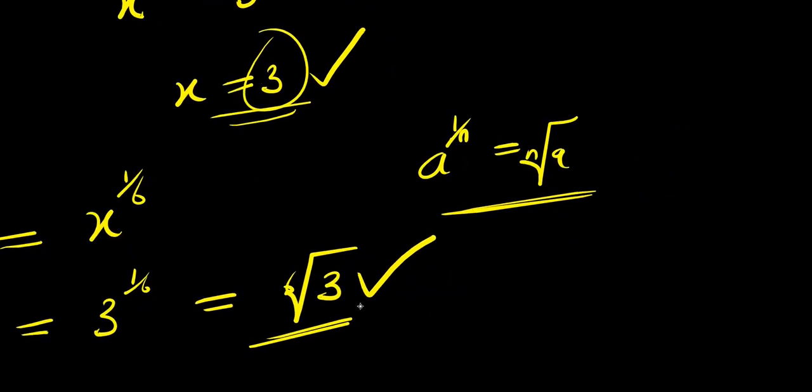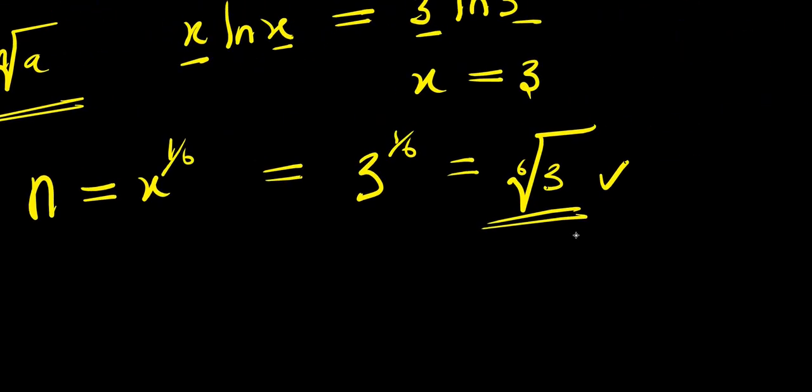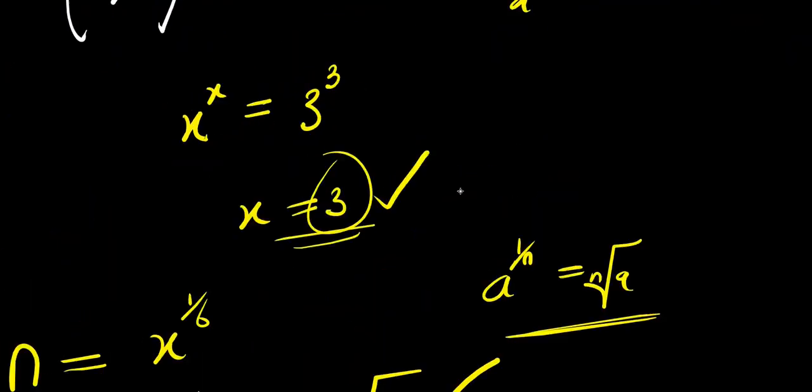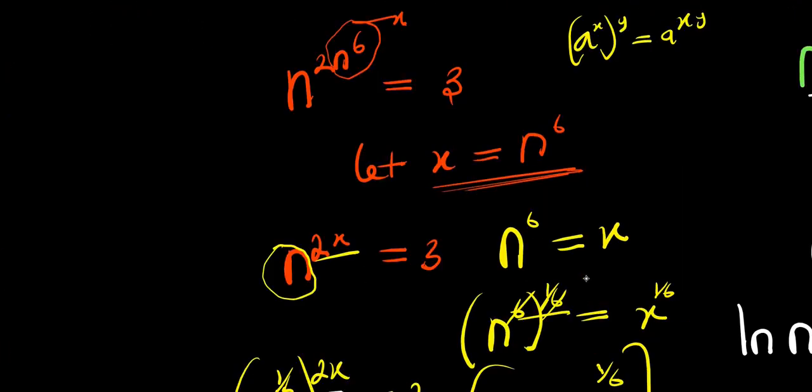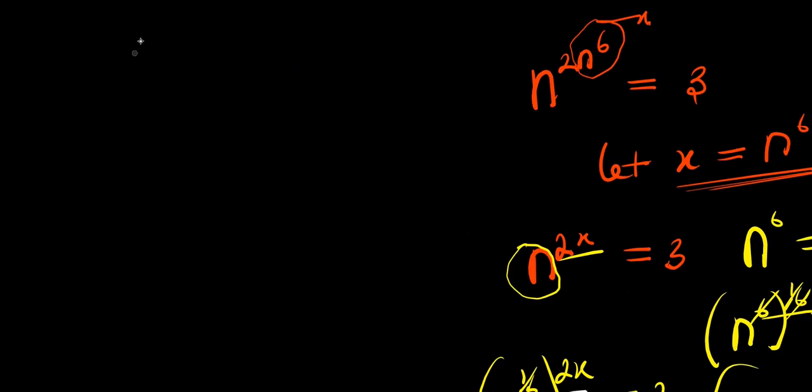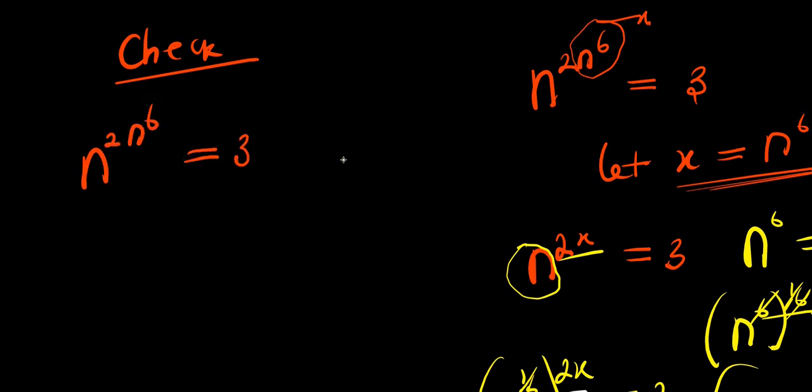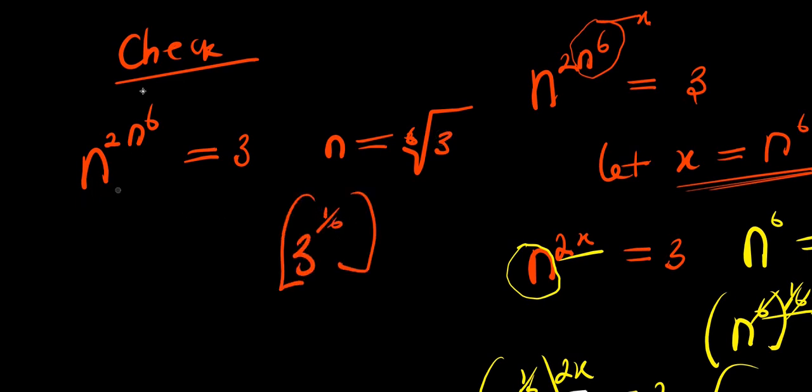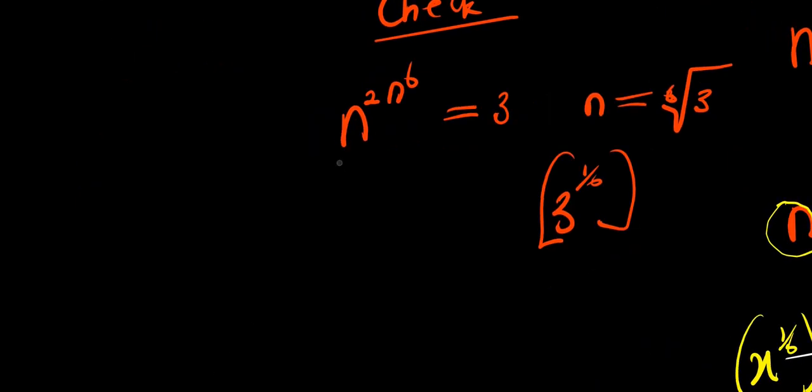So here it is. Now, any of these two solutions, they are obviously very correct, so you can decide to check. N power 2 times n power 6 equals 3, and n equals the 6th root of 3, or 3 power 1 over 6. That's what we have gotten. Let's insert it right here. This is n. We have 3 power 1 over 6.